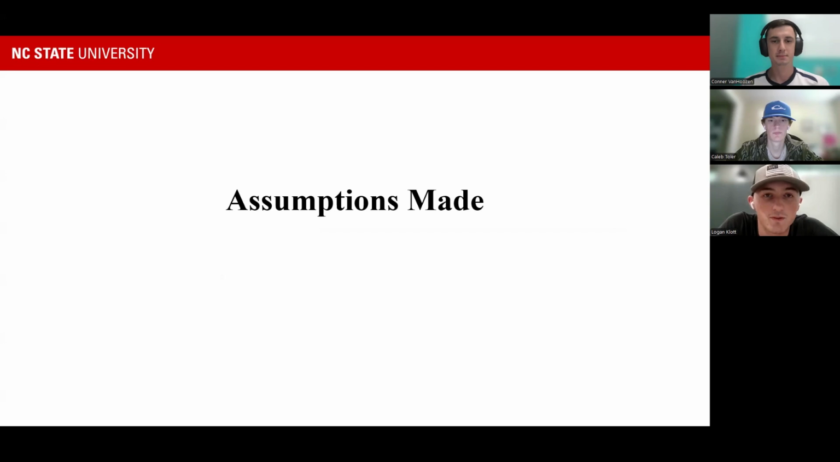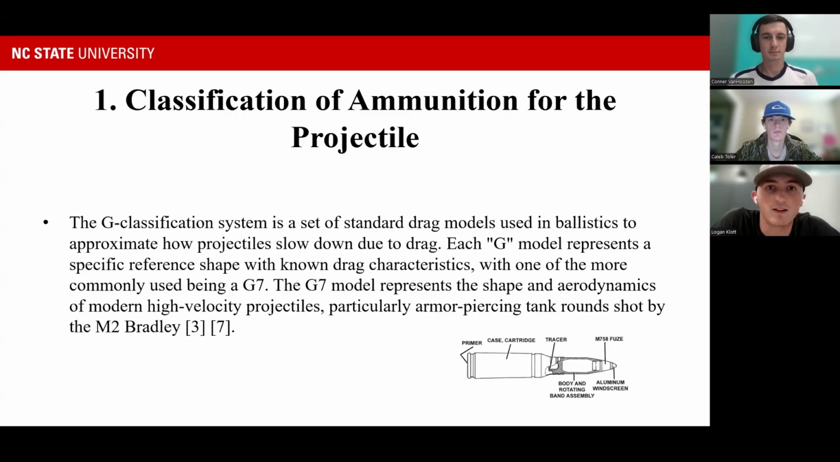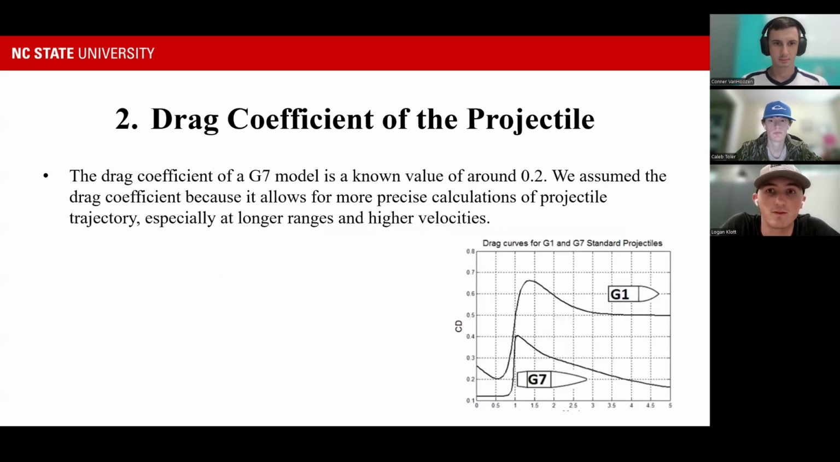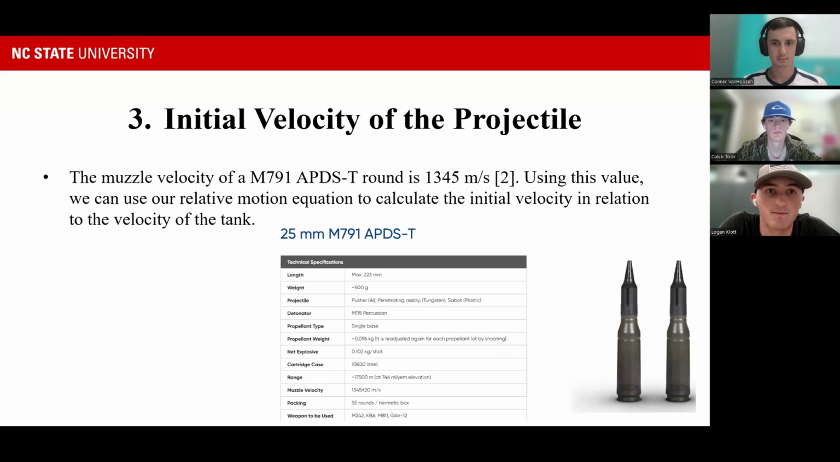Some of the assumptions that we used. The classification of the ammunition for the projectile is due to the shape of the projectile. This is classified as a G7, which has a known drag coefficient of 0.2. We assume that drag coefficient because it allows for more precise calculations of the projectile trajectory. The initial velocity of the projectile is known at 1345 meters per second.